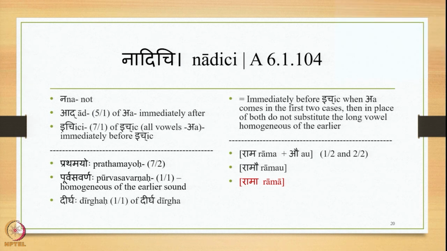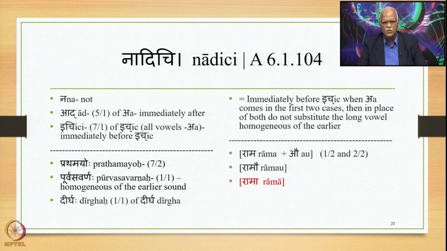The meaning of the sutra is: immediately before Ich, when A comes in the first two cases, then in place of both do not substitute the long vowel homogeneous of the earlier. So if we have Rama plus Au, where A is followed by Ich, generally this is the scope of application of Vriddhi Sandhi, and we would have got Ramau, but then Prathamayo Purva Savarnaha comes in and says that in place of both of them, substitute the long homogeneous vowel of the previous sound. In this case it would be A, and we would get the form Rama.